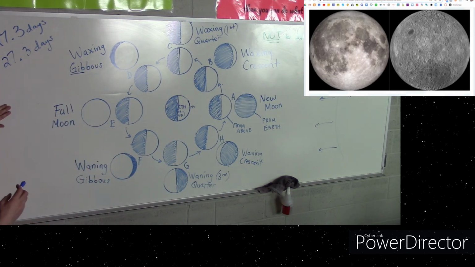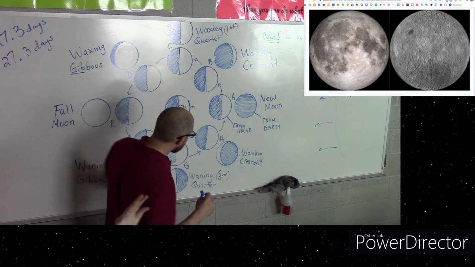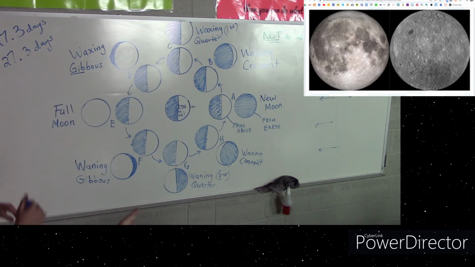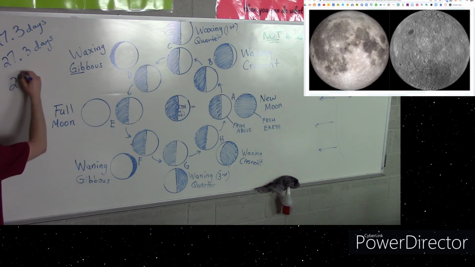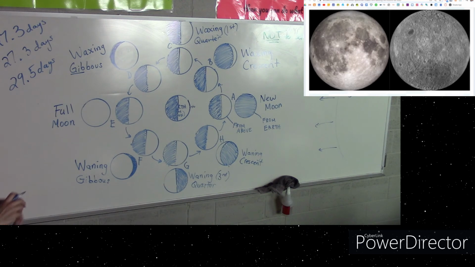But how long does it take for us on Earth to see the phases change? It takes 27.3 days for the moon to go around the Earth one time. How long does it take us on Earth to see the moon start at a new moon and get back to a new moon phase? How long? Luke? 29.5. That's the one. Okay, make sure you label that on your paper. 29.5 days. Now, why the difference?